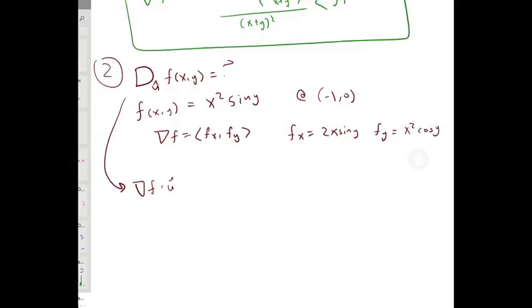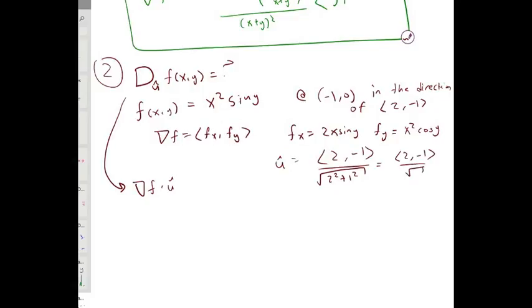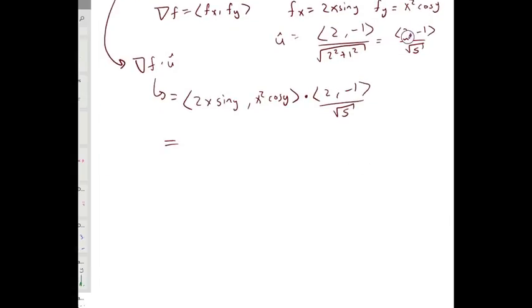Oh, sorry, I didn't specify the direction. So, in the direction of (2, negative 1). The unit vector is going to be this vector divided by its magnitude, which is the square root of 2 squared plus 1 squared, which is 4 plus 1, which is 5. So this is our unit vector. This dot product is going to be the dot product between (2x sine y, x squared cosine y) and (2, negative 1) over square root of 5. So that's going to equal (4x sine y minus x squared cosine y) all over square root of 5.